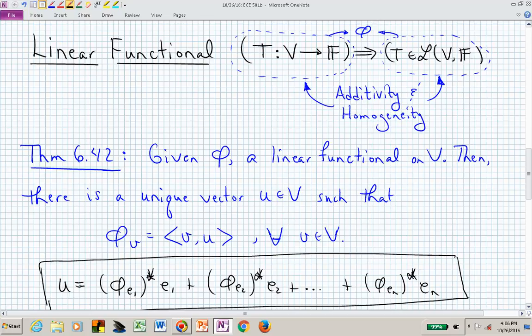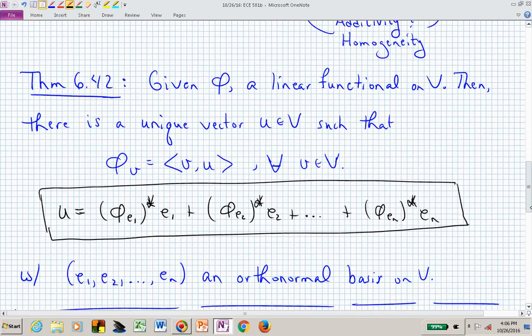And if we wanted to find the linear functional's value applied to an arbitrary vector, little v, then we could simply use this inner product and this vector that we've now built. And that's actually a fairly powerful way to now convert an arbitrary linear functional into an inner product on our vector space. It takes an orthonormal basis on our vector space and then the creation of this unique vector little u.